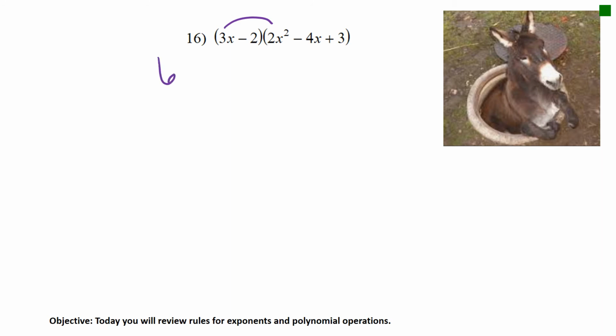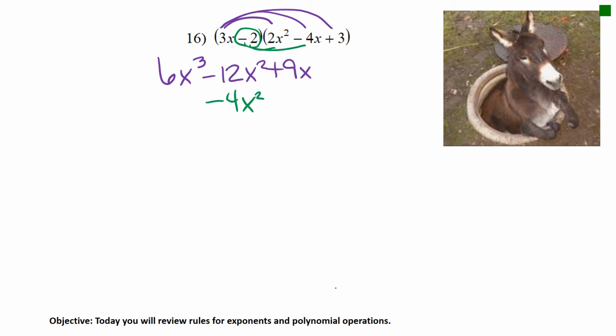3 times 2 is 6. There are 1x plus 2 more x's, x cubed. 3 times negative 4 is negative 12. 1x plus 1x is x squared. 3 times 3 is a positive 9 with just 1x. Let's take this negative 2. Remember, you got to take the negative. Negative 2 times 2 is negative 4, and that goes in the x squared column. Negative 2 times negative 4 is a positive 8. That's in the x column. Negative 2 times 3 is a negative 6.